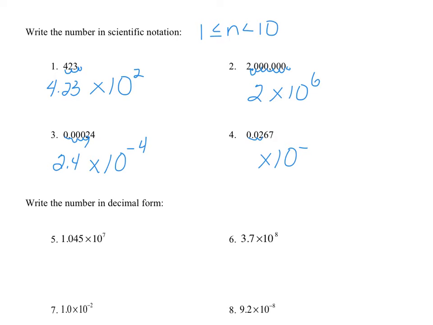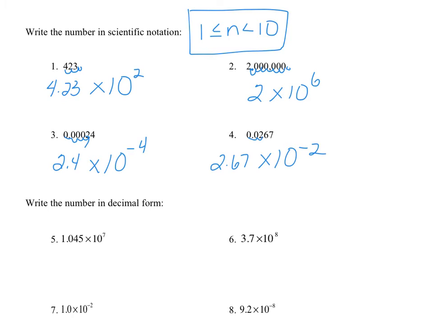2.67 does fit the criteria, so it's going to be 2.67 times 10 to the negative second. Remember, if I would have moved it one more place, 26.7 would not fit the criteria of being greater than or equal to 1 but less than 10. All right, now they're going to ask us to write in decimal form.